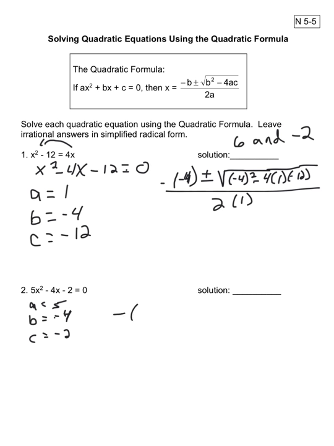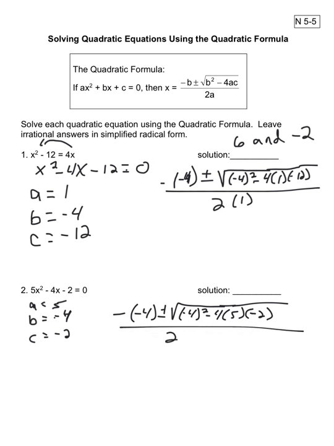So we have minus our B, which is negative 4, plus or minus square root of B squared. So it's negative 4 squared minus 4 times A, which is 5, times C, which is negative 2, all over 2 times A, which is 5. Okay. Take that. Put that in the calculator. Alpha y equals number 1.